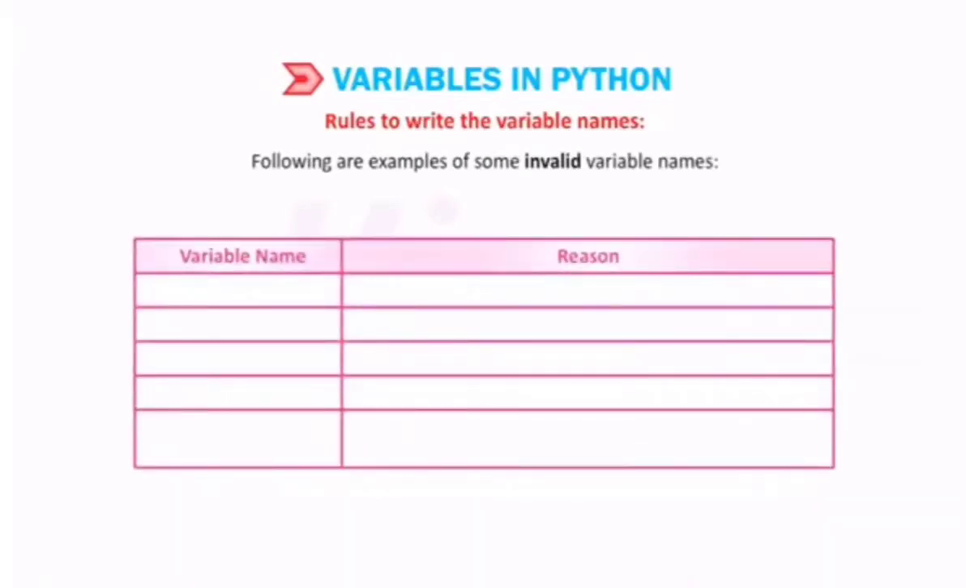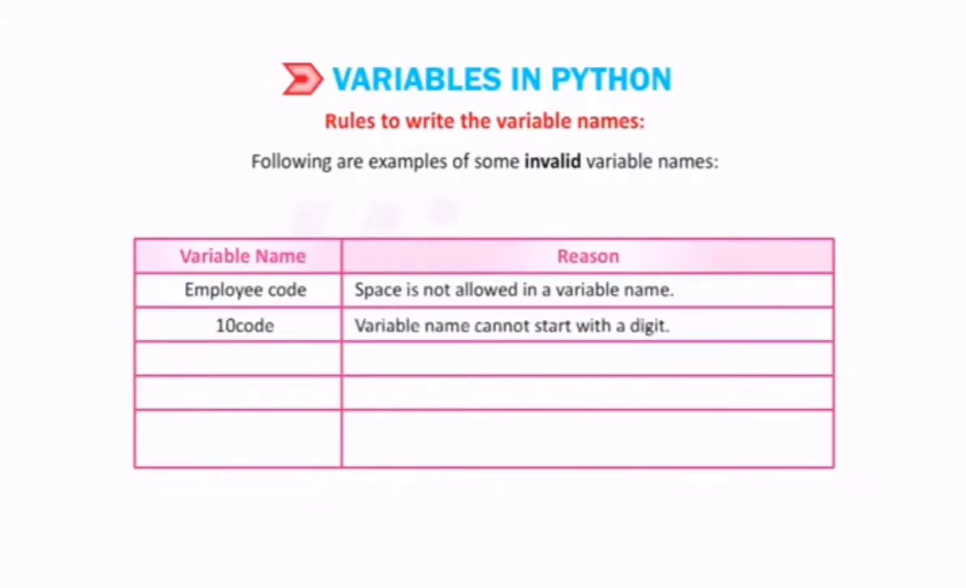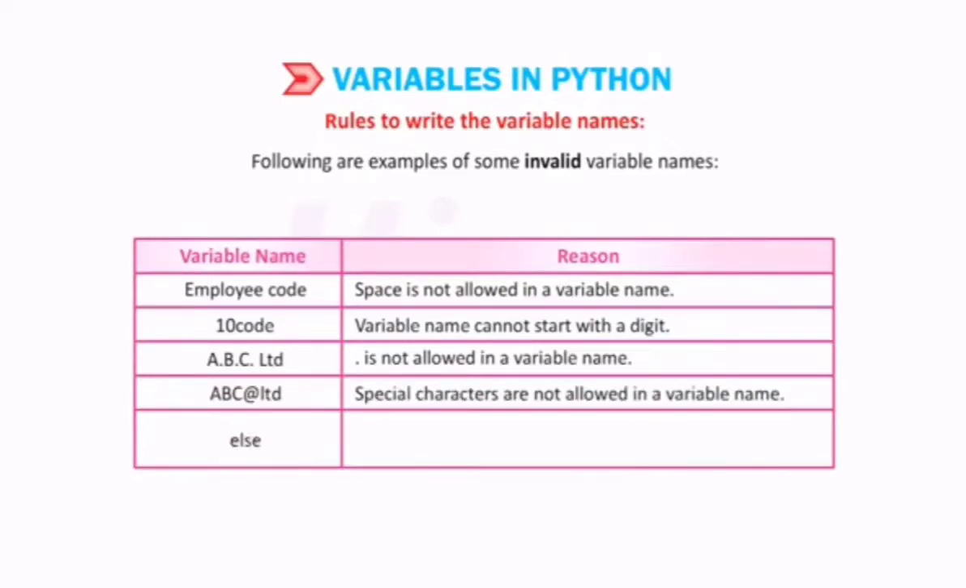Following are examples of some invalid variables. You can see the box on page 104. Employee code: space is not allowed in a variable name. You can see the reason. 10code: a variable name cannot start with a digit. ABC.limited: dot is not allowed in a variable name. Then ABC@limited: special characters are not allowed in variable names. Else: else is a keyword in Python, so it cannot be used as a variable name.